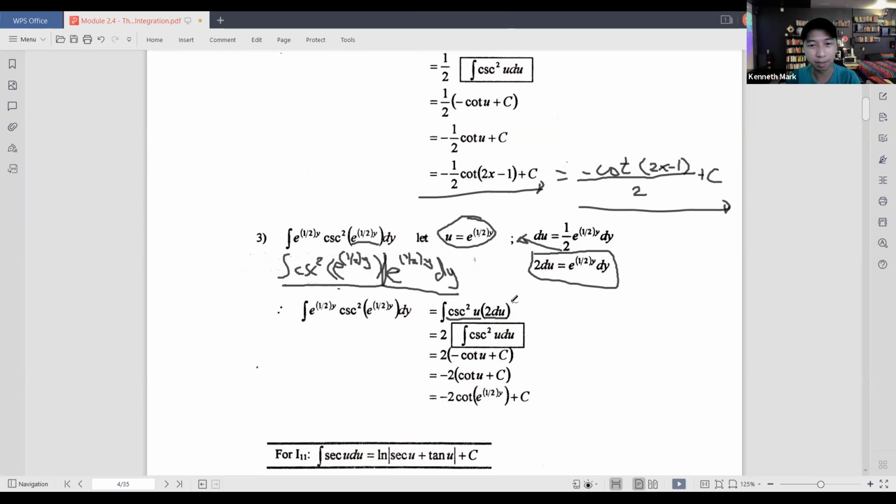Then, follow the integral formula properties. So lipat natin yung constant sa labas. Then i-integrate natin yung natira. That is cosecant squared u du. Or that is 2 times negative cotangent u plus c. But what is u? So babalik natin yung u dito. That's why you will have a negative 2 cotangent of e raised to 1/2 y quantity plus c. So this will be your answer. And can you follow? Can you follow, guys?